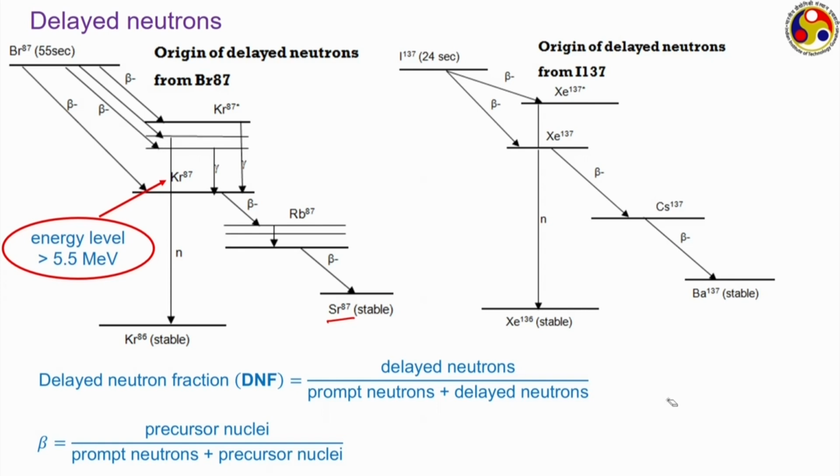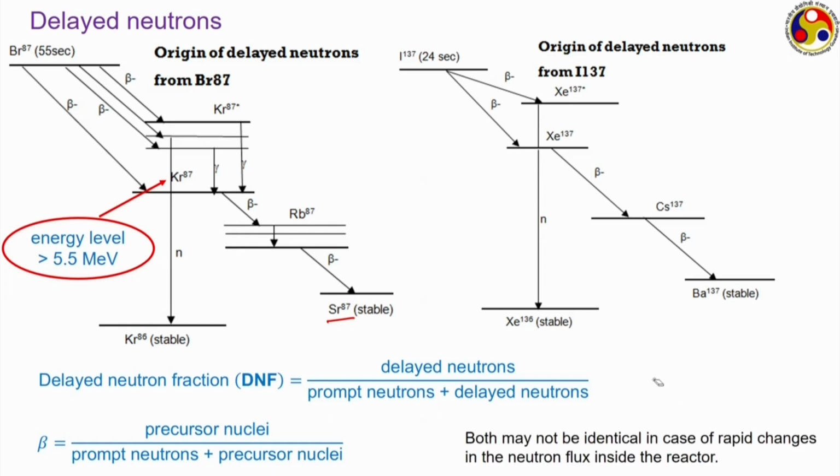This is slightly different, where in the numerator the delayed neutrons have been replaced by precursor nuclei. Beta is equal to precursor nuclei divided by precursor nuclei plus the prompt neutrons. Generally both of them are the same, but in a situation where there is a rapid change in the neutron flux distribution, they may become different. Here we shall mostly be dealing with situations where the neutron flux change is not that rapid, and so we shall consider these two factors to be equal, that is beta and the delayed neutron fraction will be considered identical.